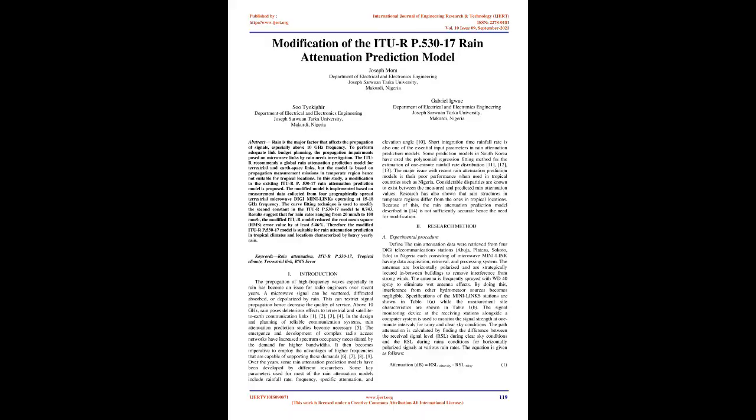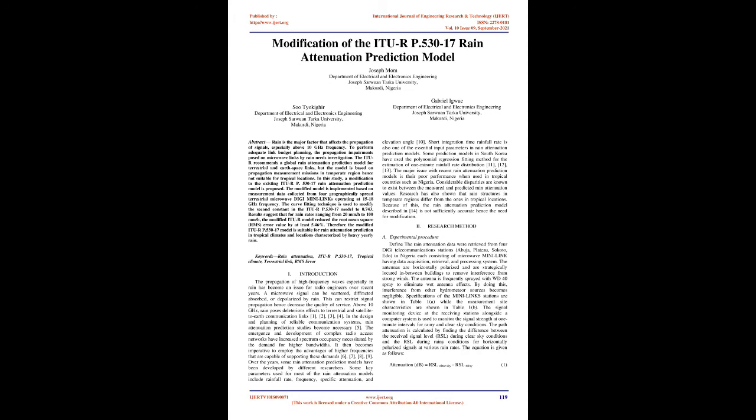Modification of the ITU-R P.530-17 rain attenuation prediction model. Abstract: Rain is the major factor that affects the propagation of signals, especially above 10 GHz frequency. To perform adequate link budget planning, the propagation impairments posed on microwave links by rain need investigation.